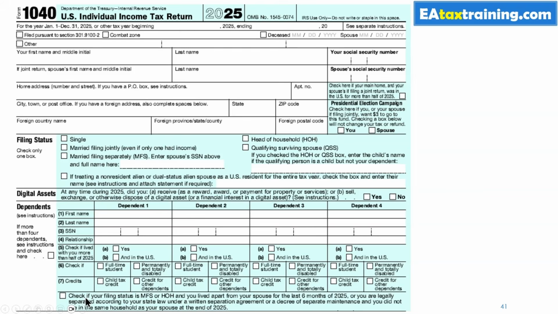And then there is another checkbox here about living apart from your spouse for the last 6 months, and you will see later why that is important. So now let's get into more detail about the various parts of this return, starting with the Social Security number.